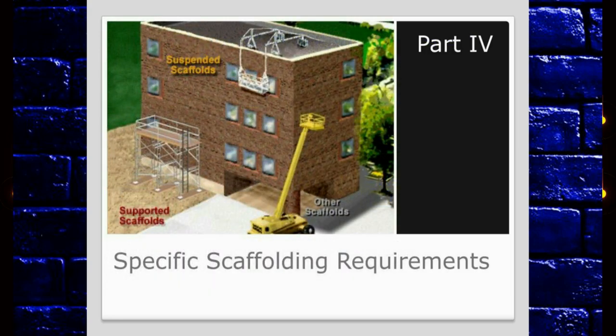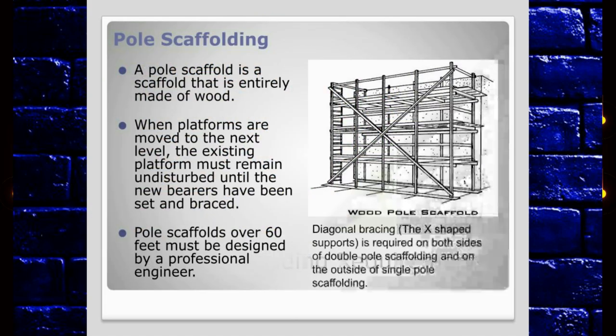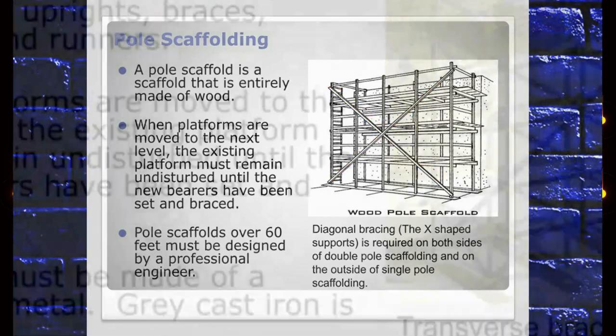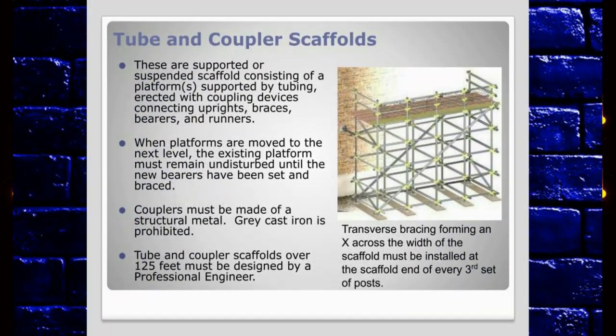Specific scaffolding requirements. Pole scaffolding. A pole scaffold is a scaffold that is entirely made out of wood. When platforms are moved to the next level, the existing platform must remain undisturbed until new bearers have been set and braced. Pole scaffolds over 60 feet must be designed by a professional engineer. Diagonal bracing, the X-shaped supports, is required on both sides of double pole scaffolding and on the outside of single pole scaffolding.